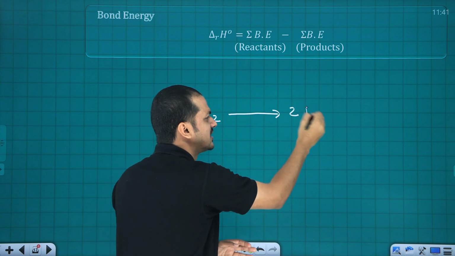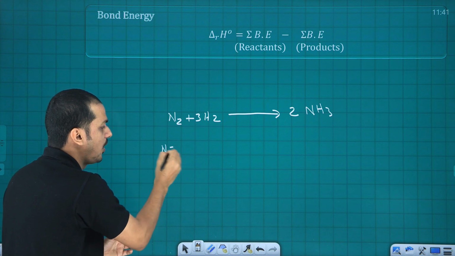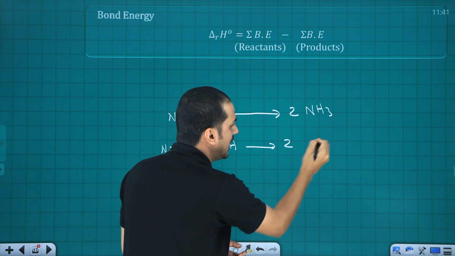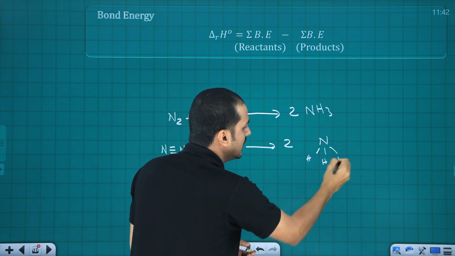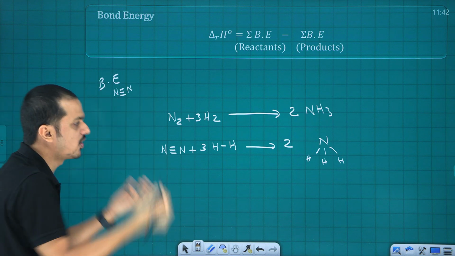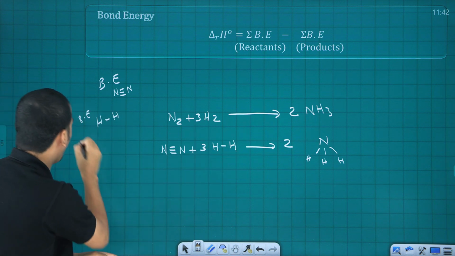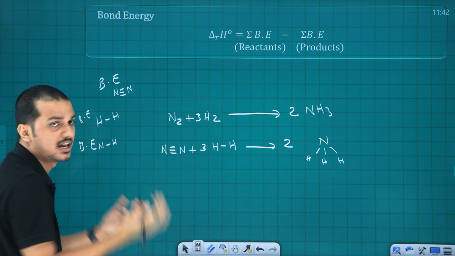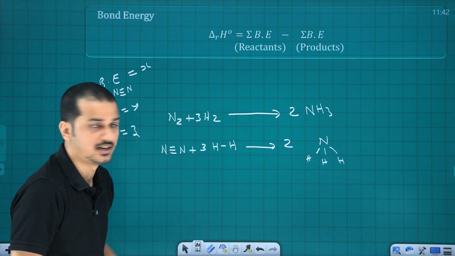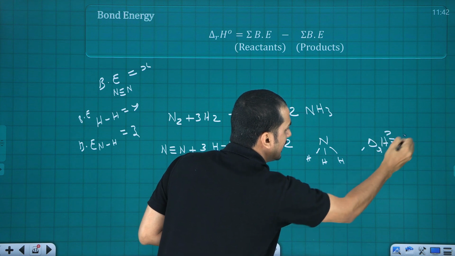Next, again, if they are giving the bond energies for any reaction, see, N2 plus 3H2 reversible gives 2NH3. Suppose this is the reaction. If they are giving the bond energies like N triple bond N plus 3 times H single bond H gives 2 times NH3, they will give the bond energy of N triple bond N, the bond energy of H single bond H, and the bond energy of the NH bond. Suppose this is X, this is Y, this is Z. Then how can I calculate the enthalpy of reaction?